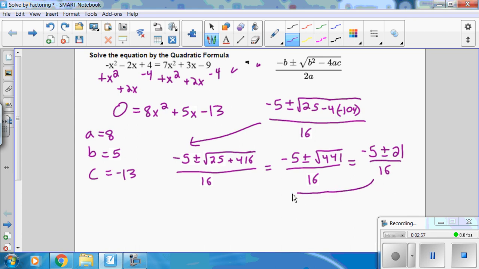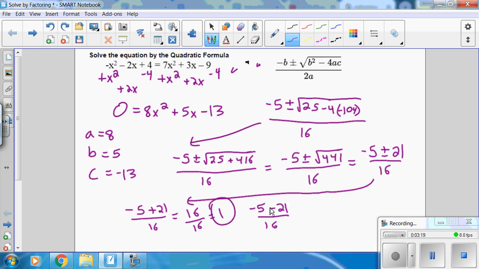Now I'm going to come over here, and we have negative 5 plus 21 divided by 16, and then we have negative 5 minus 21 divided by 16. Negative 5 plus 21 is 16, and 16 divided by 16 is 1. That's one solution. Negative 5 minus 21 is negative 26, and then divided by 16 could give you a decimal, or we just write it in fraction form, but we want to make sure we reduce it. This is going to be negative 13 over 8, and that's our other solution.